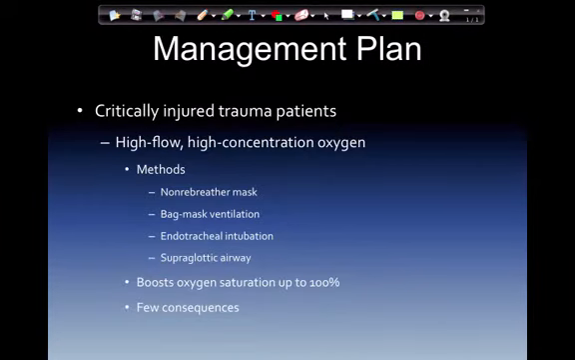Management plan. Critical injured trauma patients, high flow oxygen. Methods: non-rebreather mask, assist ventilations with a BVM if necessary with oxygen reservoir, endotracheal tube intubation to secure the airway, and then a backup device or some sort of supraglottic airway. All of these methods boost oxygen saturation to 100%, and if you are supersaturating what you have available on hand, if you have been in hemorrhagic shock, then that will bridge time.